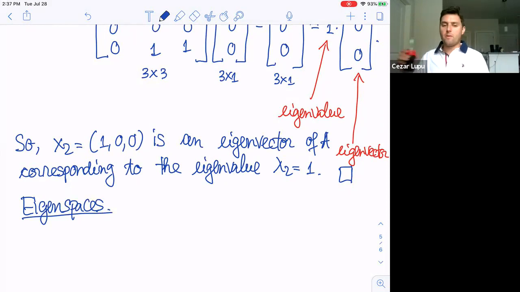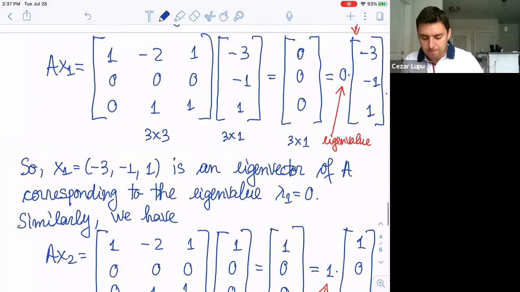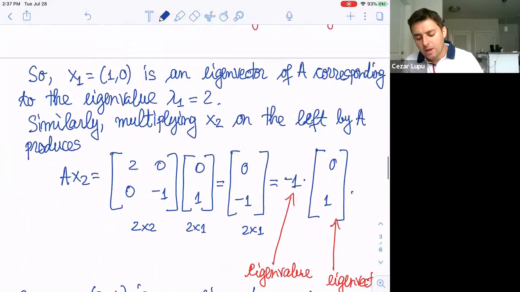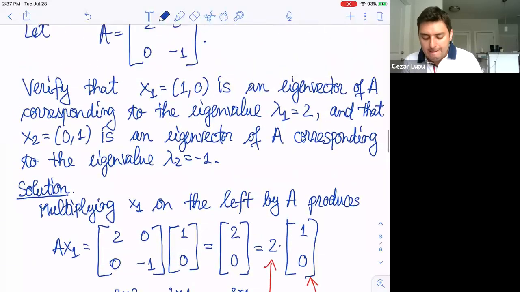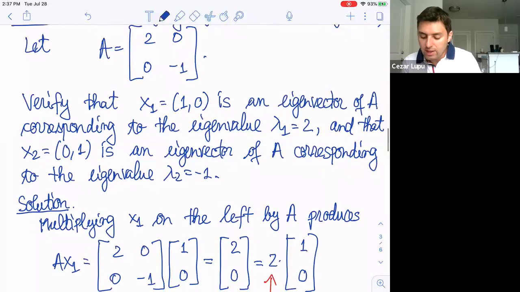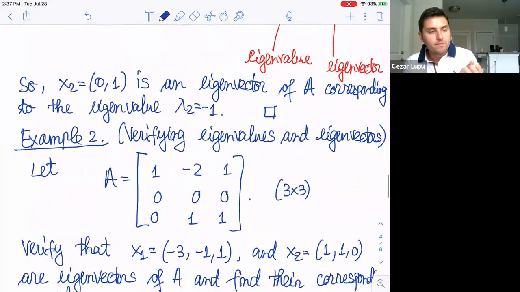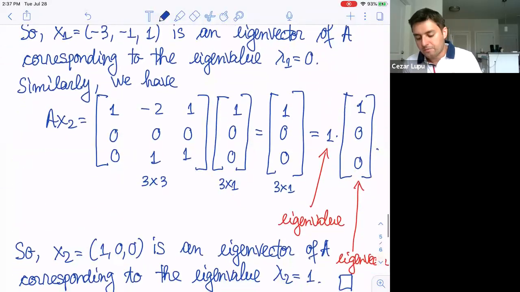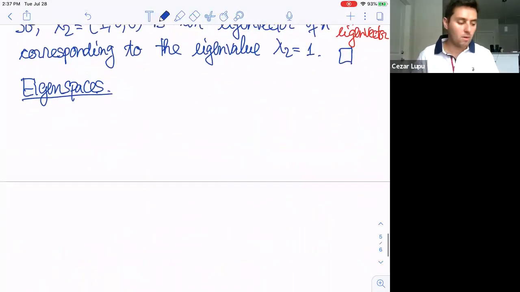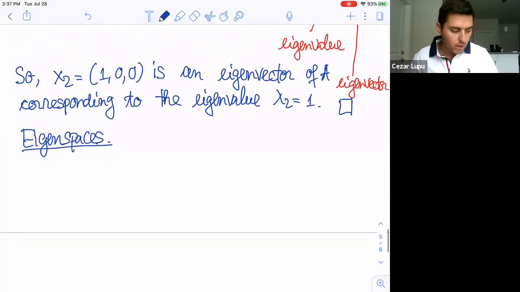Well, the story is the following here. If you look at examples number 1 and number 2, just by looking at them, you see that for each eigenvalue, we only had one eigenvector. So each eigenvalue was corresponding to one eigenvector. But now, for instance, we can have the following.